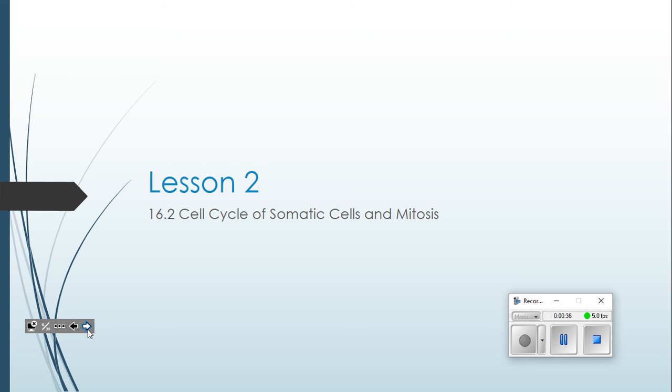Now, it's in the title, but what we're talking about today is a cycle. And so that means it can happen over and over and over again. And I'm pointing this out because what we'll talk about in lesson 3 is not a cycle. And so it's a distinct thing that makes it different.